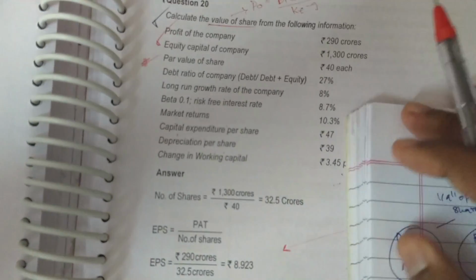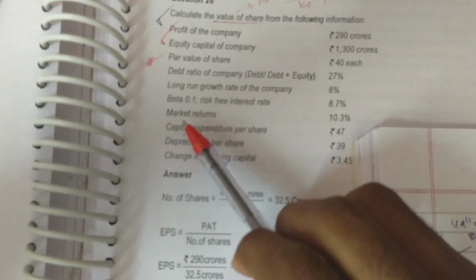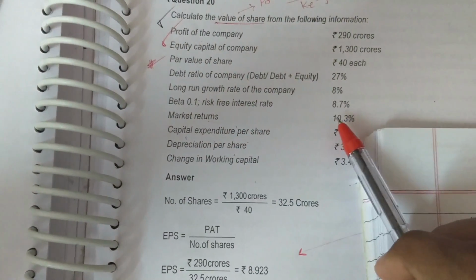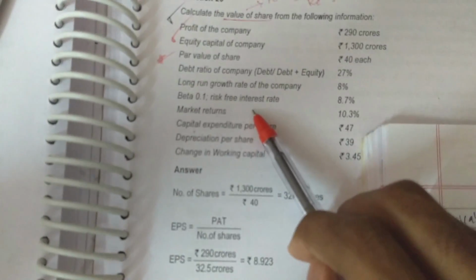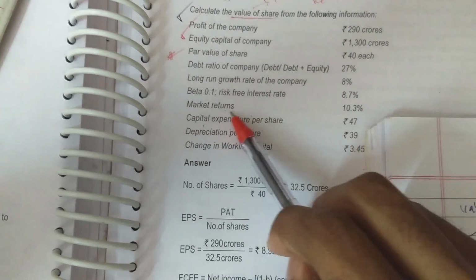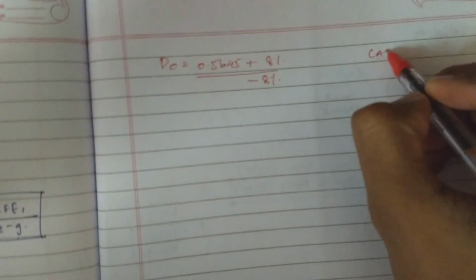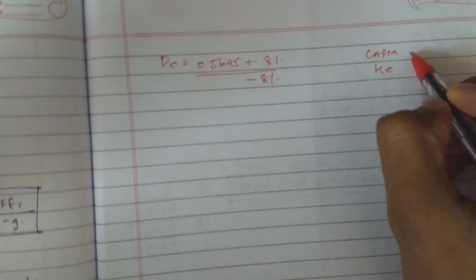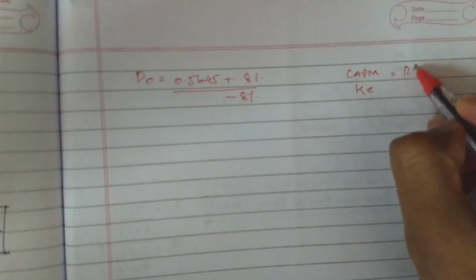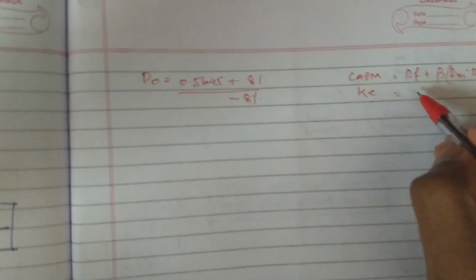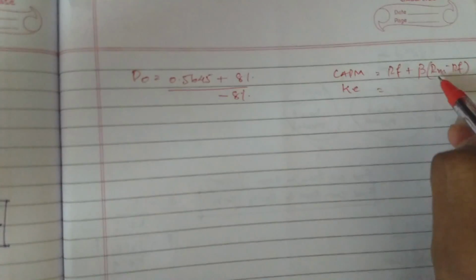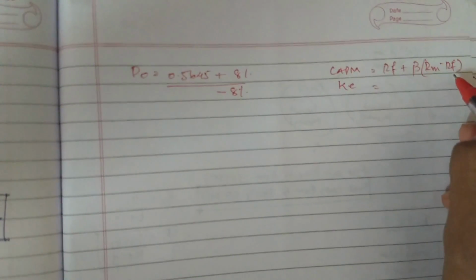See, KE is not given directly in the question, but there are hints for KE. There is a beta of 0.1, a risk-free interest rate of 8.7 and a market return of 10.3. From this, using the CAPM approach, we can find KE. I hope you know what CAPM is. Finding KE through the formula is RF plus beta into RM minus RF, where RF is the risk-free return and RM is the market return. Your RF is equal to 8.7.